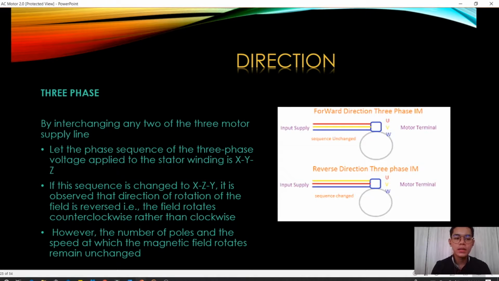In the 3-phase, we can control the direction of the motor rotation by interchanging any two of the three motor supply lines. And there is the picture.